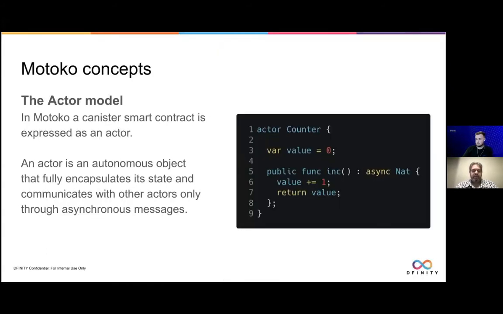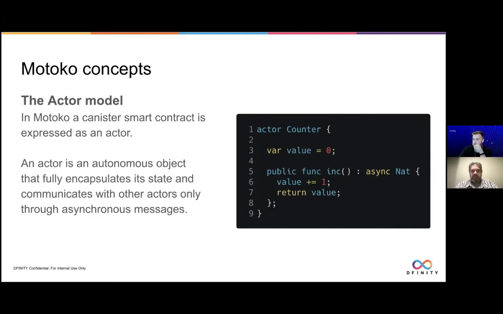Some of the concepts, very briefly, we use the actor model. It's not a new invention. It's not something we created. It's actually been around for a very long time. And the canister smart contract is expressed as an actor. It means it encapsulates both the state and the functionality of the backend.